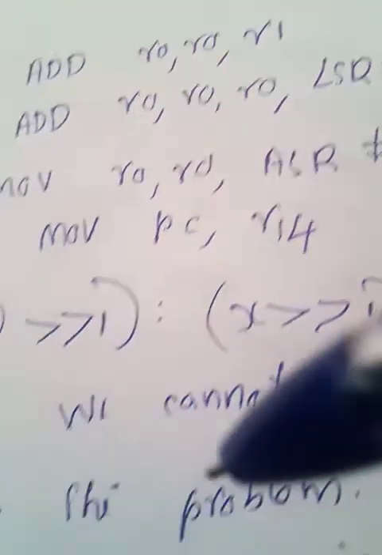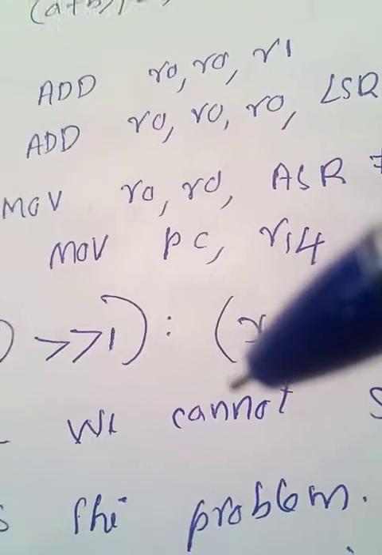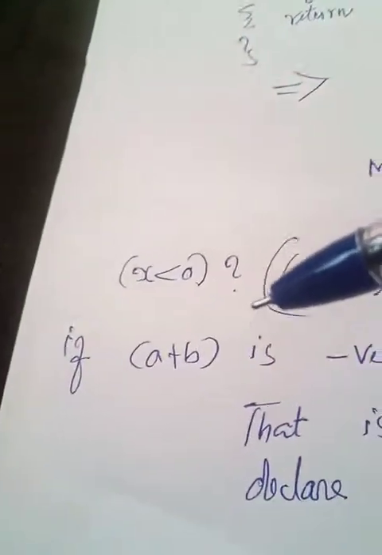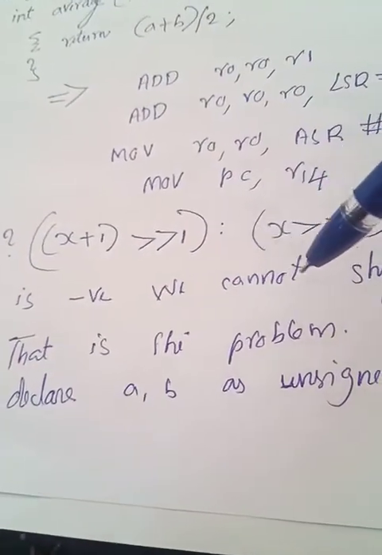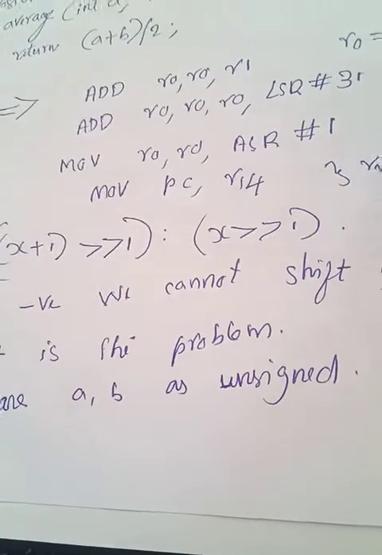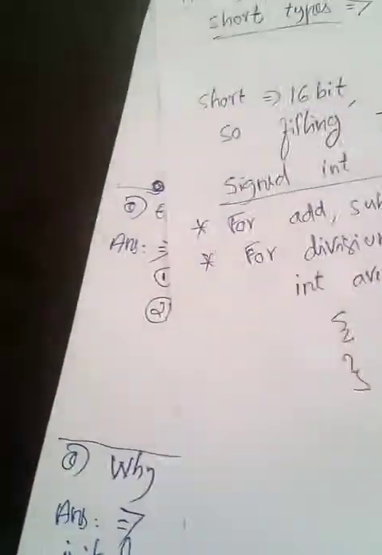Shifting means division. Right shifting is division and left shifting is multiplication. So if a plus b is negative, we cannot shift by 1. There is a problem. So declare a and b always as unsigned. So that's the explanation for function argument types.